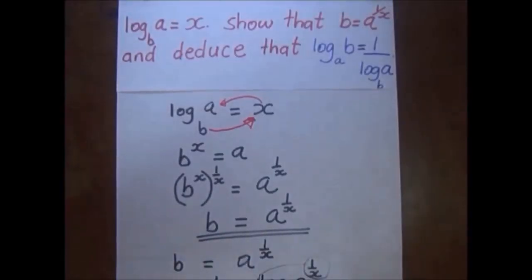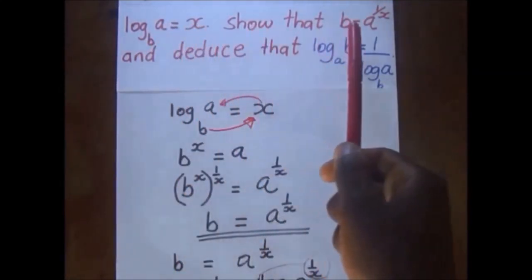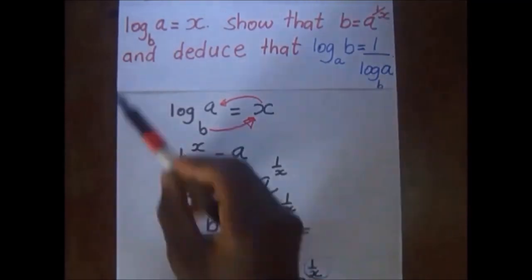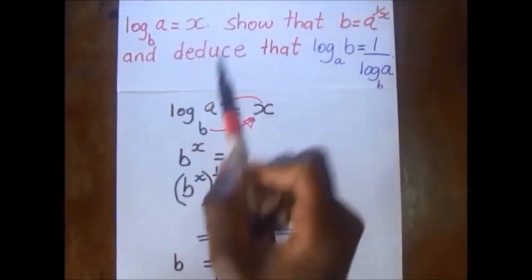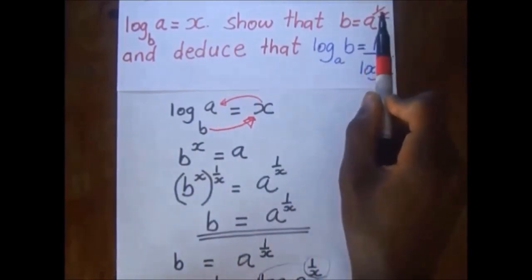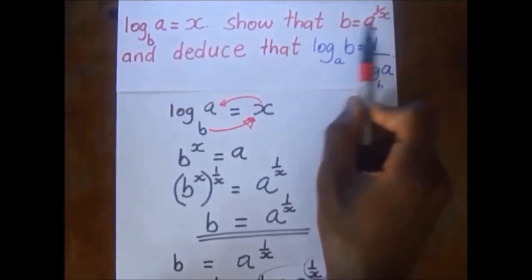On your screen, log of a base b is equal to x. Show that b is equal to a to the power 1 over x, and from that deduce that log of b base a is equal to 1 over log of a base b. So we shall start with the calculation. From here they are telling us that log of a base b is equal to x, and we deduce from this to show that b is equal to a to the power 1 over x.